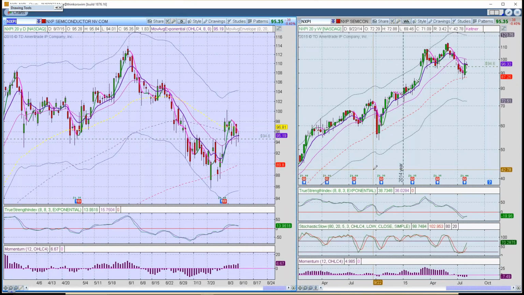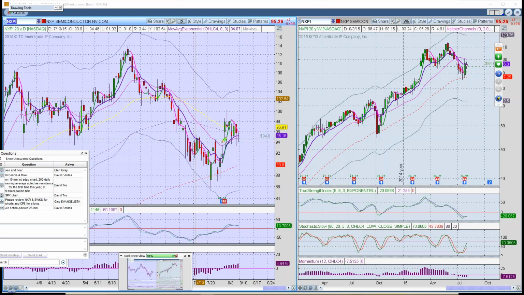Okay, in actuality, NXPI is holding really nicely considering the weakness in the market today. We've already gone past earnings, which it leapt up out of. I would categorize NXPI as kind of a toss-up right now. Let's see if it can maintain its support here at about 94.